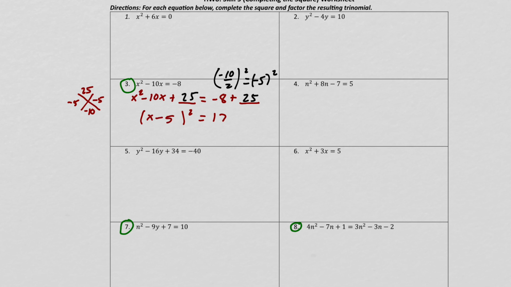An easy shortcut for that one is just take this value right here, the -10, and divide it by 2. That's going to go inside here. We also have it in this location as well, the -10 divided by 2 squared. That's all you have to do right now. In a future assignment, we'll go ahead and start solving that also.